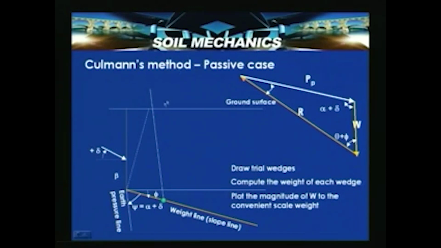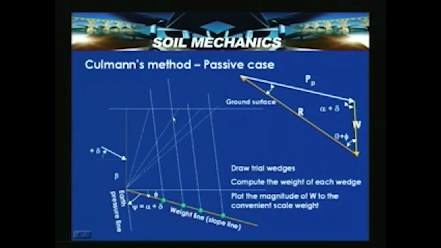So this is the point where it cuts. So this is one of the points on the possible Culmann's envelope for the passive case. Now similarly, along the second line, when it goes and meets at this particular point. Similarly third wedge line, fourth wedge line, fifth wedge line.